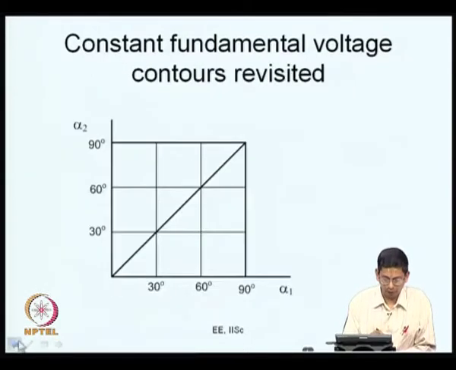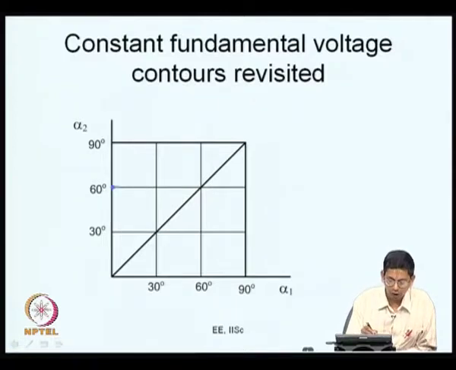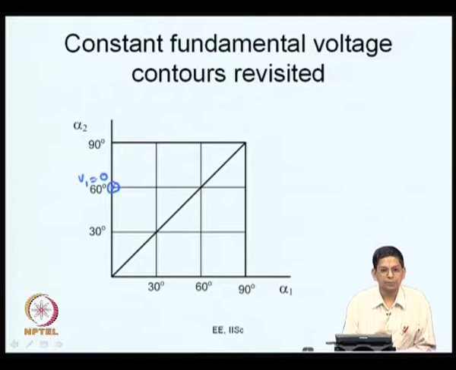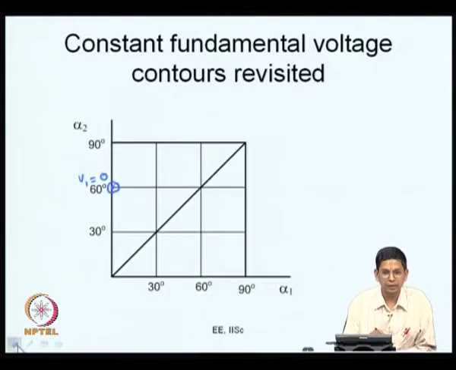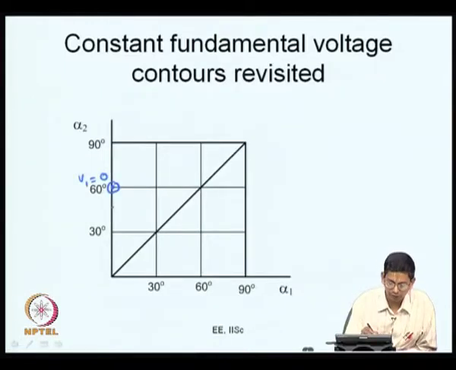So, let us go back. Now, if you want V 1 is equal to 0 along alpha 1 equals 0, this is your V 1 is equal to 0. Let me write 0 here. Then if I want 0.25 along this line, what I got was alpha 2 is equal to 51.3 degrees. So, this is something like 51 degrees, let me say. So, this is my V 1 equals 0.25.